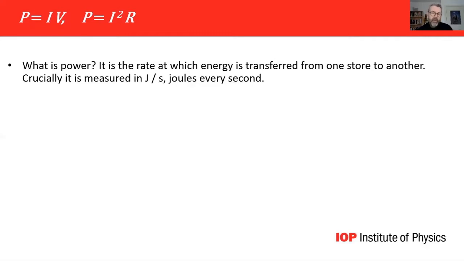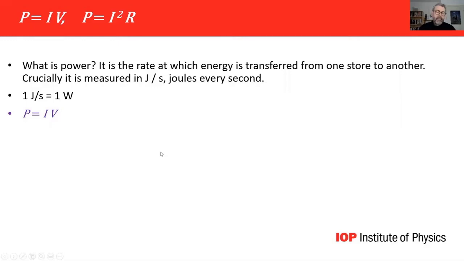And what's really useful here is to think about the units of power. Power is measured in watts, in joules per second. And that per is a key word, it means every. So it's the number of joules of energy transferred every single second. So P equals current times potential difference, P equals IV.